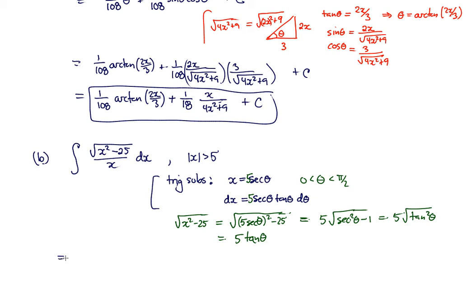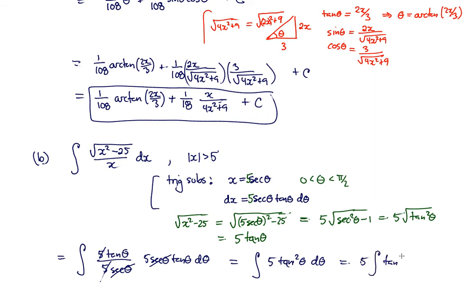So putting all this back in terms of our original integral, we have that this becomes 5 tan theta. Denominator is 5 secant theta. And dx becomes 5 secant theta tan theta d theta, which we get some 5's canceling, we get a secant canceling, and we get the integral of 5 tan squared theta d theta, which we can then pull the 5 out front.